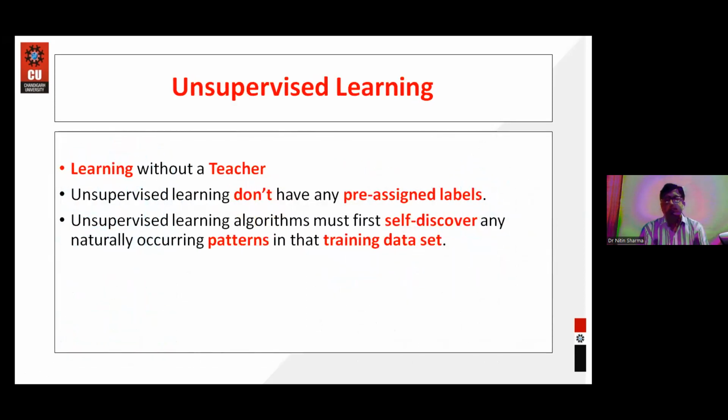And unsupervised learning, where we are saying learning without a teacher. We don't give any desired output. So unsupervised learning doesn't have any pre-assigned labels. Labels are the desired output. An unsupervised learning algorithm must first self-discover any naturally occurring patterns in the training data.